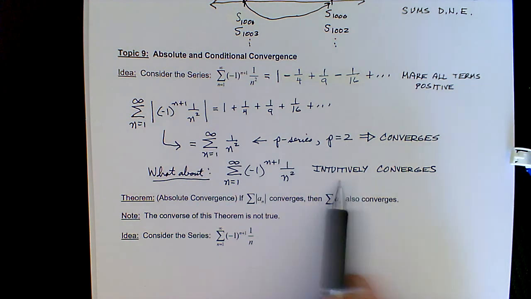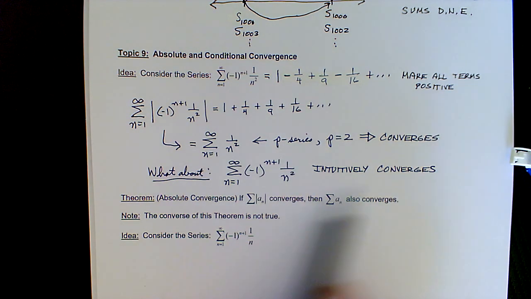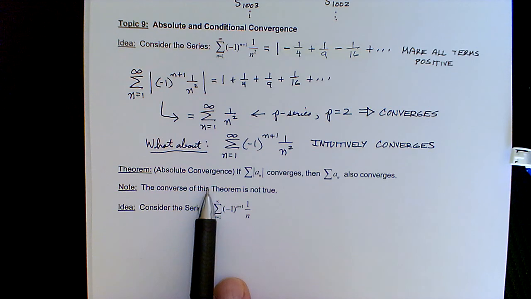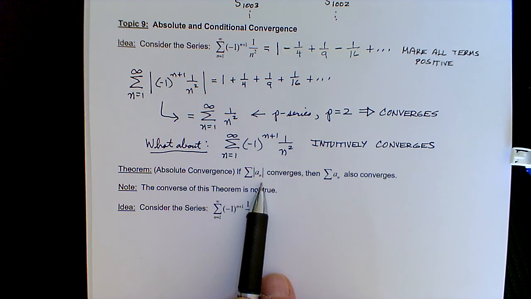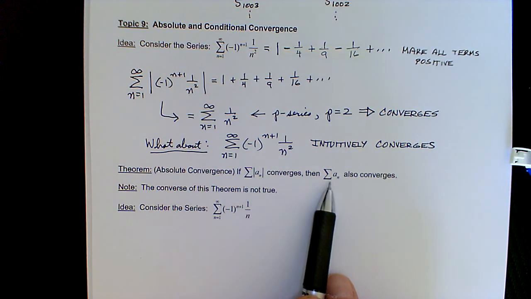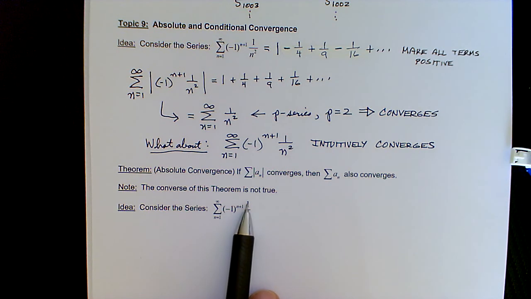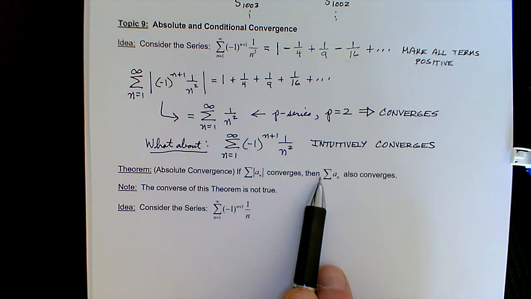So intuitively we would say it converges, and that leads us to our definition for absolute convergence. If the sum of the absolute value converges, then the sum of the series also converges. But the converse of this is not true, because this is only an if-then statement.